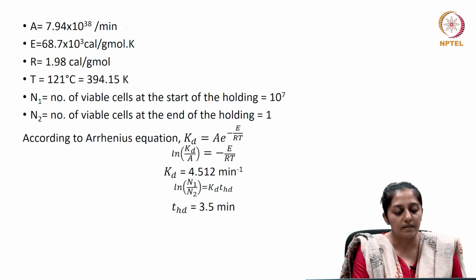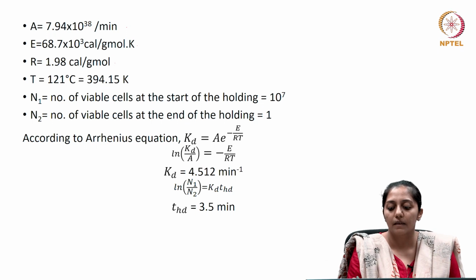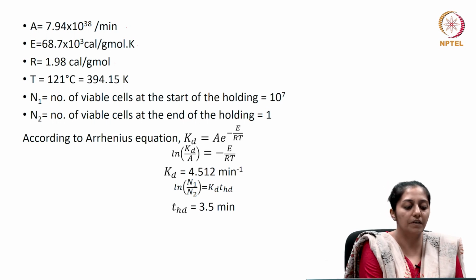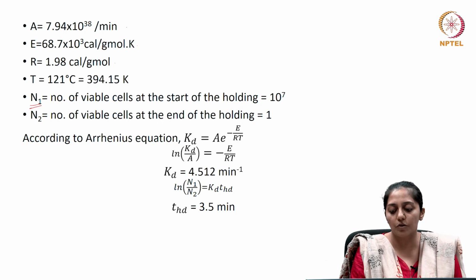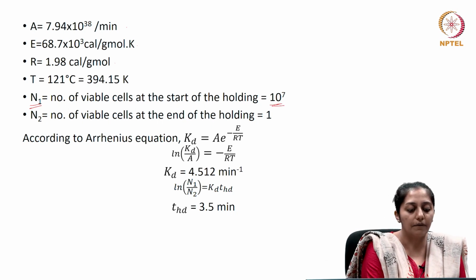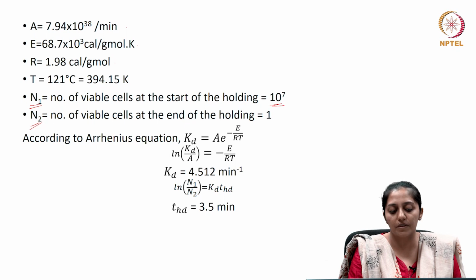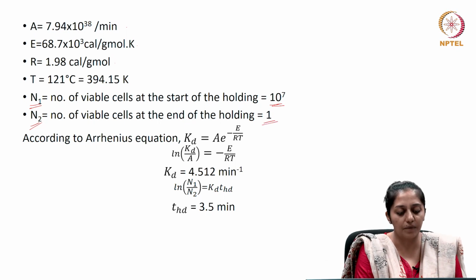Now, what else is given? The number of viable cells we can assume to be 10 to the power of 7 spores in the beginning. So, for successful sterilization to happen, only one should be remaining. So, we can assume the N0 value, which is given here as N1, is 10 to the power of 7, while the final number of organisms after the sterilization cycle is 1. So, this is the N value.